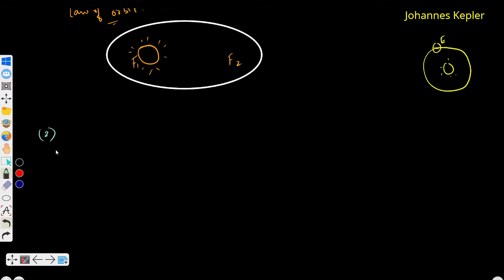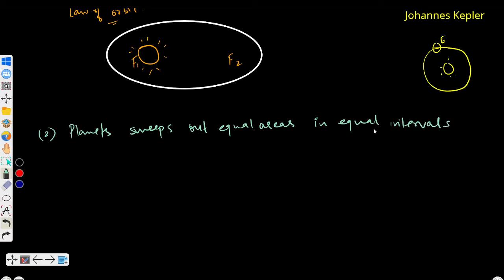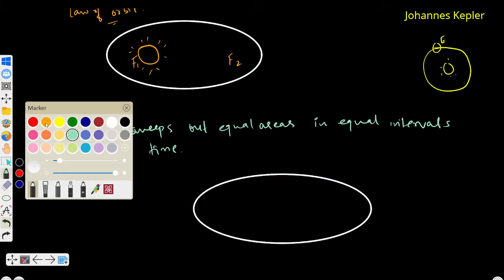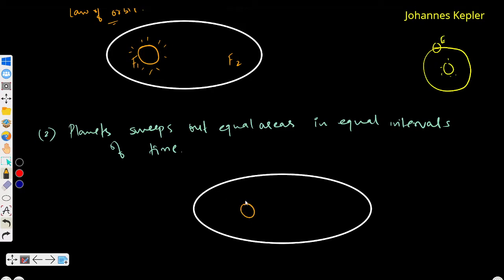Moving on to the next. According to Kepler, planets sweep out equal areas in equal intervals of time. Now see, this law is very important. To explain this, again I'll draw an ellipse like this. We know that the sun is at any one of the foci, so assume that the sun is at this position.